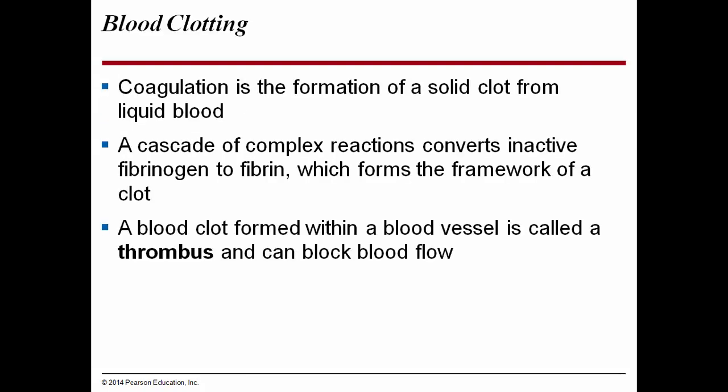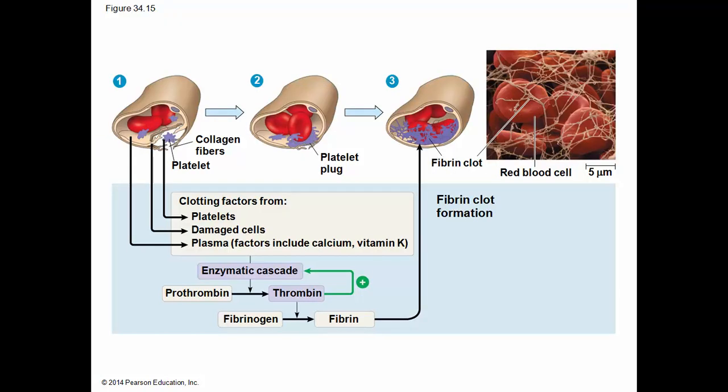Coagulation is the formation of a solid clot from liquid blood. A cascade of complex reactions converts inactive fibrinogen to fibrin, which forms the framework of a clot. A blood clot formed in a blood vessel is called a thrombus and can block blood flow. So here we have a schematic of some platelets.